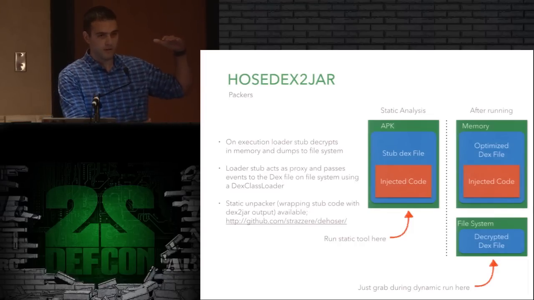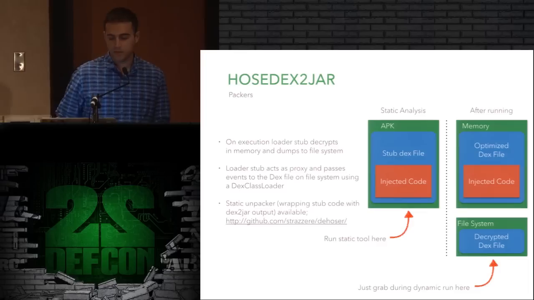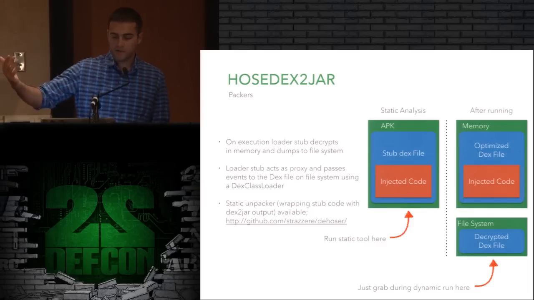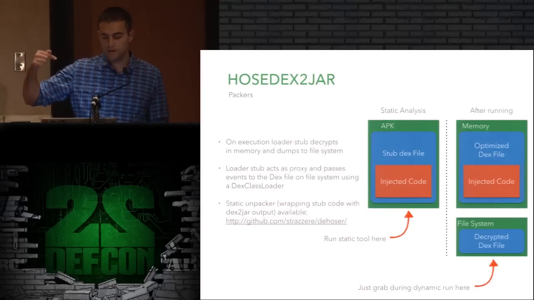It ignores that encrypted file there. It throws it away. And then you see basically this loader stub. So you're going to see like 2 classes left in there. So what happens in memory is you're going to go into the optimized Dex file. It has that encrypted file.